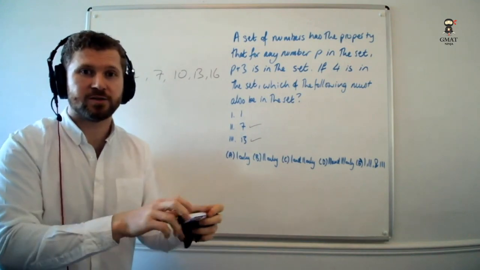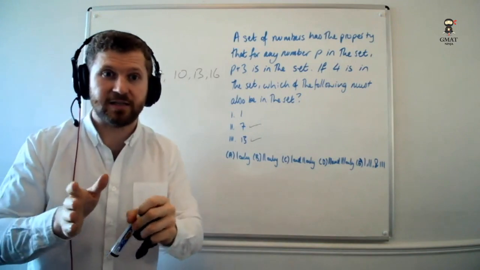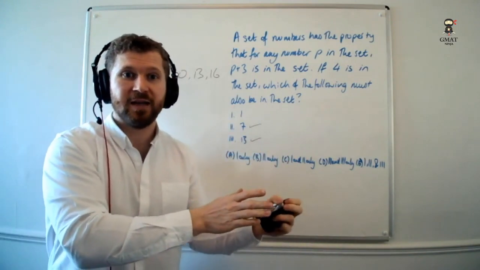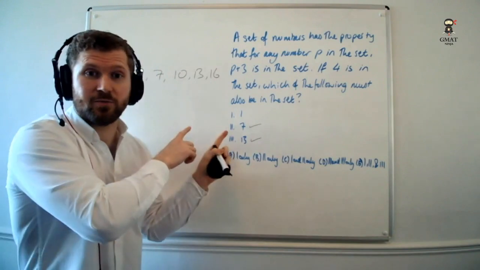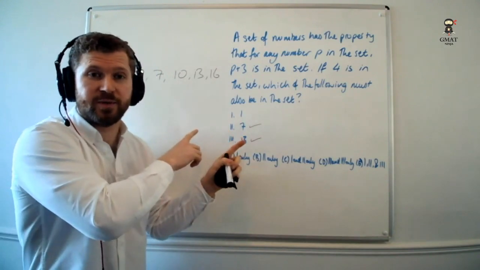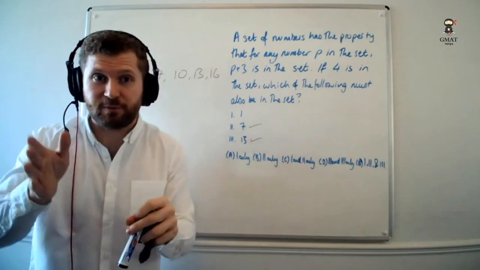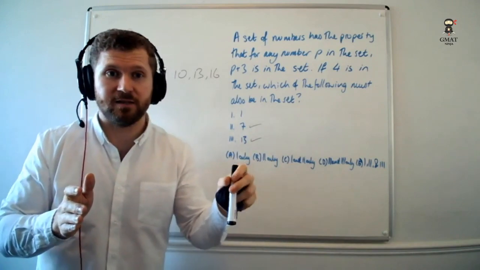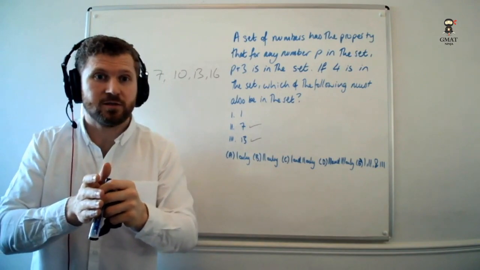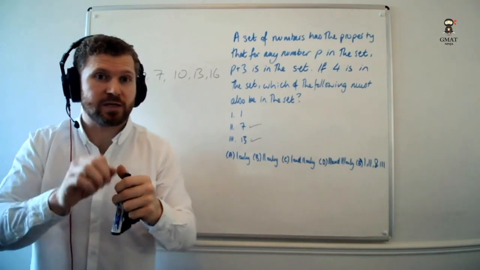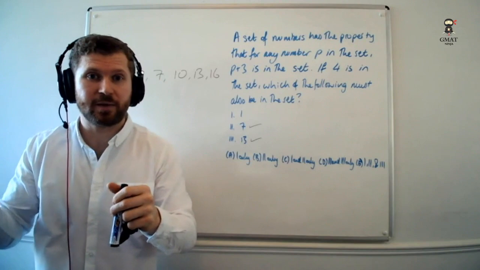Because of the way this question goes, if P is in, then P plus 3 is in. It doesn't work backwards. Or it might do, but we can't tell. We're not told. All we can go on is this information, and all we're told here is that if P is in, P plus 3 is in. 4 might be the start of the sequence. We're not told. But we can't guarantee that we can work backwards.